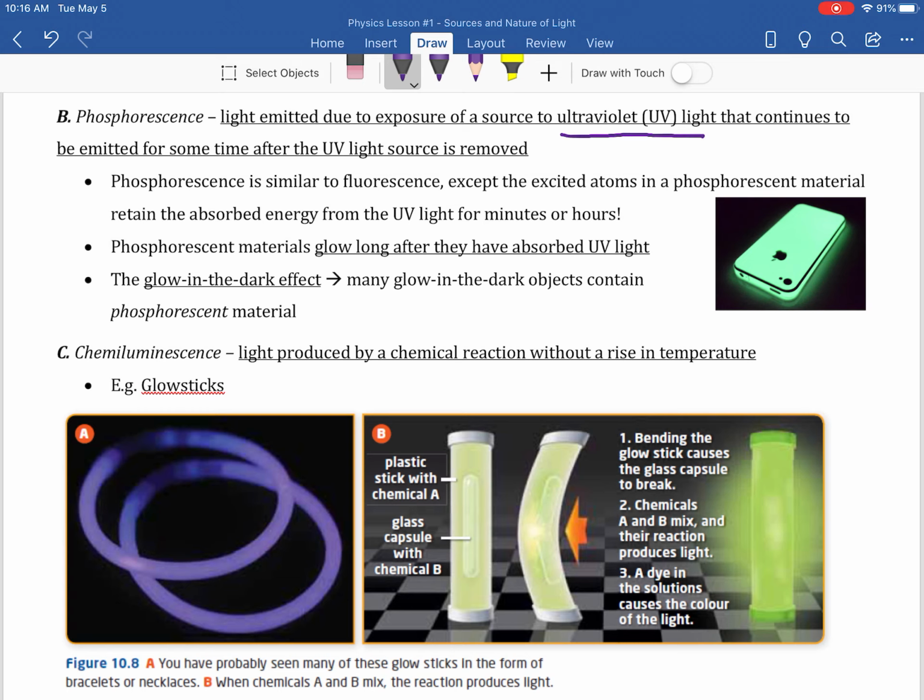So it emits its own light. Okay, and that's what we call phosphorescent material. So it's the glow in the dark once it's in the dark. All right.